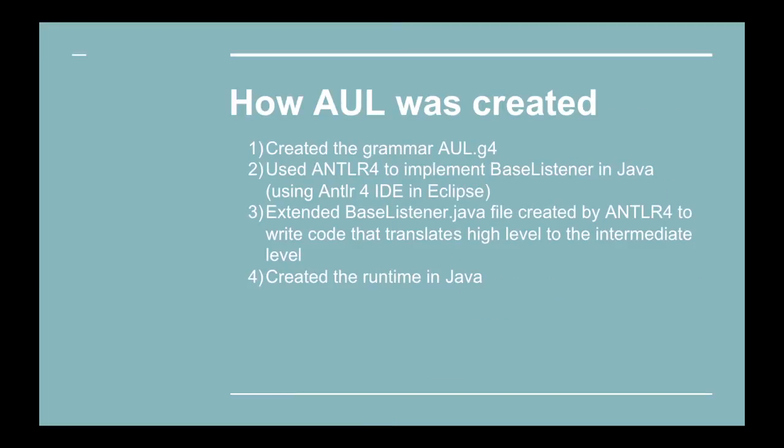There were 4 main steps that we went through as a team to create our language. First and foremost, we created a simple grammar using EBNF notation. We then used Antler 4.4 in the Eclipse IDE to implement a base listener class. This base listener class was generated automatically by Antler 4. We simply then extended the base listener class and wrote the translation process within that class in order to translate a high-level program to an intermediate-level version of the program. Immediately thereafter, we created our runtime using Java.